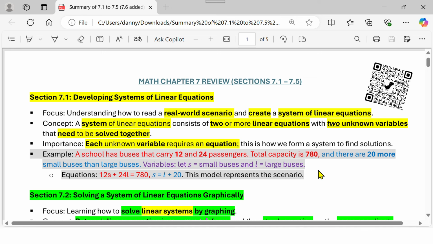So, in 5 minutes, section 7.1, you're developing systems of linear equations. That's all you're doing. You're reading a real-world scenario, and you're creating a system of linear equations. What is a system of linear equations? It's just two or more linear equations.